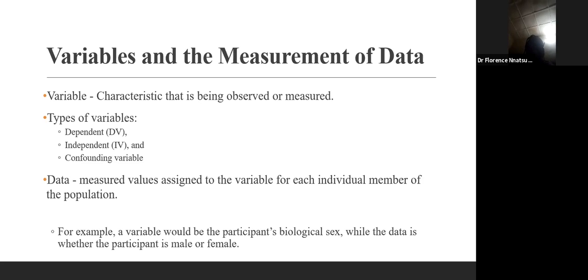Then we talk about data. Data is a measured value assigned to the variable for each individual member of the population. For example, a variable will be the participants' biological sex, while the data is whether the participant is a male or female. It is good to know the difference between a variable and data. Data is a measurable value assigned to the variable of each individual member of the population.